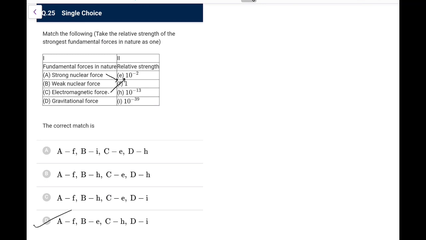So only option D is... wait a minute. This is C to E, not B to E. So it should be C to E, not B to E. Okay, we have three options. Wait a minute. Then weak nuclear force, and the least powerful is the gravitation, so gravitation would be 10 to the power minus 39. So D should be I. So option C will be the only correct choice in this particular case, and weak nuclear force would be like this.